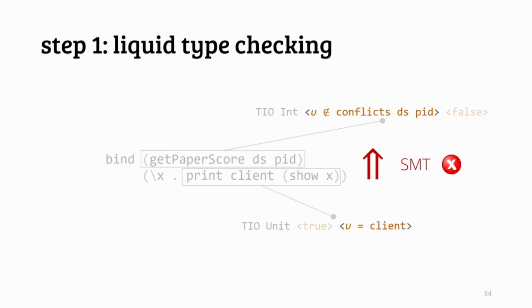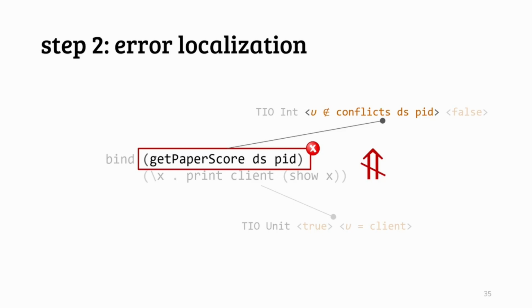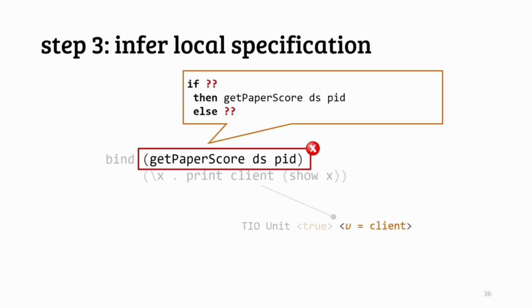Lifty keeps track of which input action generated the right-hand side of the failed implication, so it knows exactly where the leak occurred. In this case, the problem is the call to getPaperScore, whose result is too sensitive for its context. To fix the leak, Lifty replaces the offending input action with a patch template, whose intention is to return the original value whenever it's safe, and otherwise return a less sensitive default or redacted value.